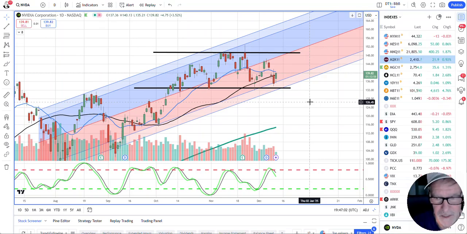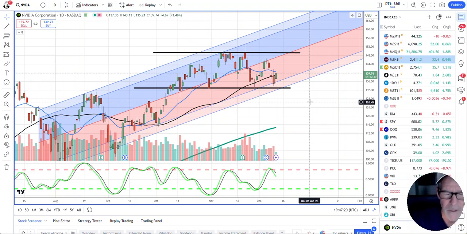Today is the confirmation of a bounce higher. We're trading near the highs of the day. We're still below yesterday's high, but it looks to me like this is the start of a new bounce. Now, we can't get too excited because 148, 149 is the top of this range.